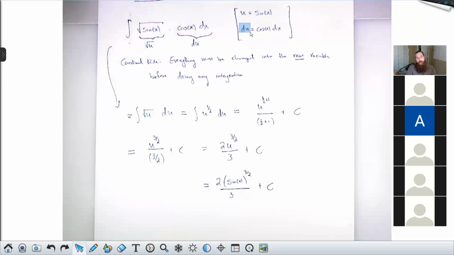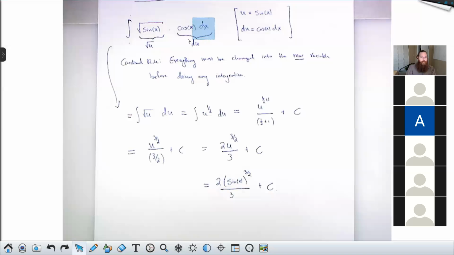Then I always need to calculate the differential. If you're making a substitution, you always need to calculate the differential because remember our rule is everything has to be changed into the new variable. Conveniently here, the differential du is cos x dx, which is exactly what was lying over here. If I didn't have this cos x here, this substitution wouldn't be able to go through, or it would be harder to make it go through. I'll look at an example or two like that in just a minute.